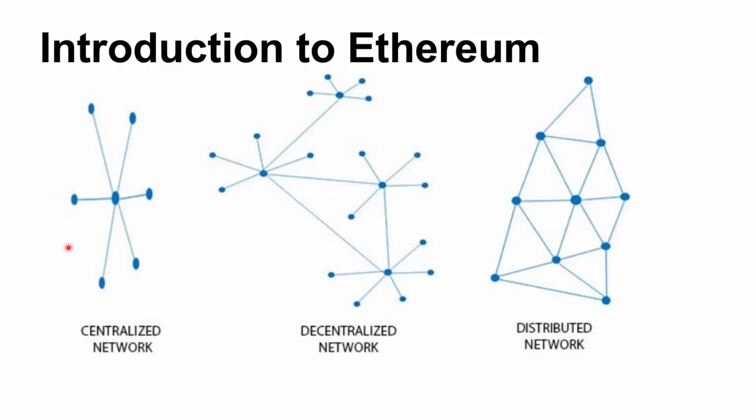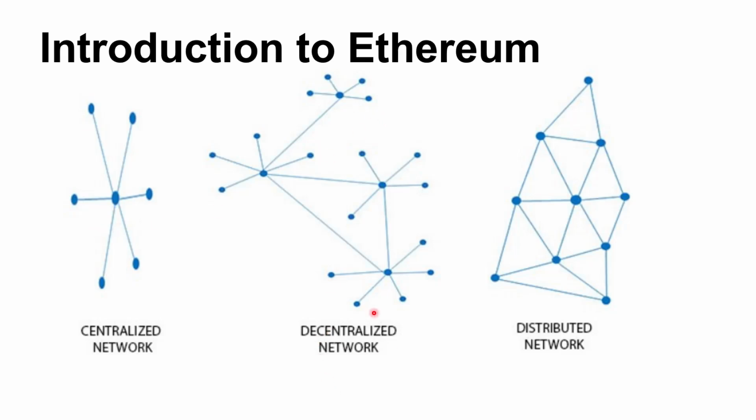Here is a centralized network with the central focal point. All nodes on this network communicate, but they communicate through the central focal point. If anyone wanted to attack this network, they can attack the central focal point. That brings the whole network down.